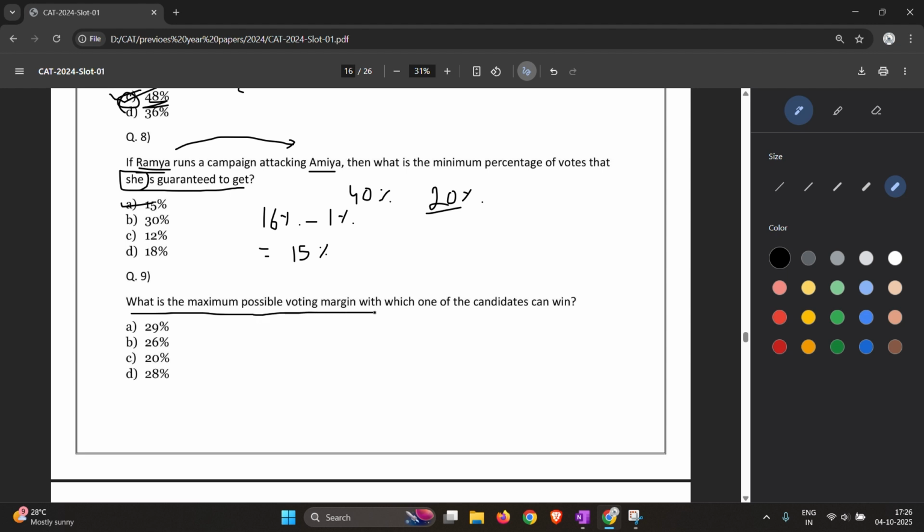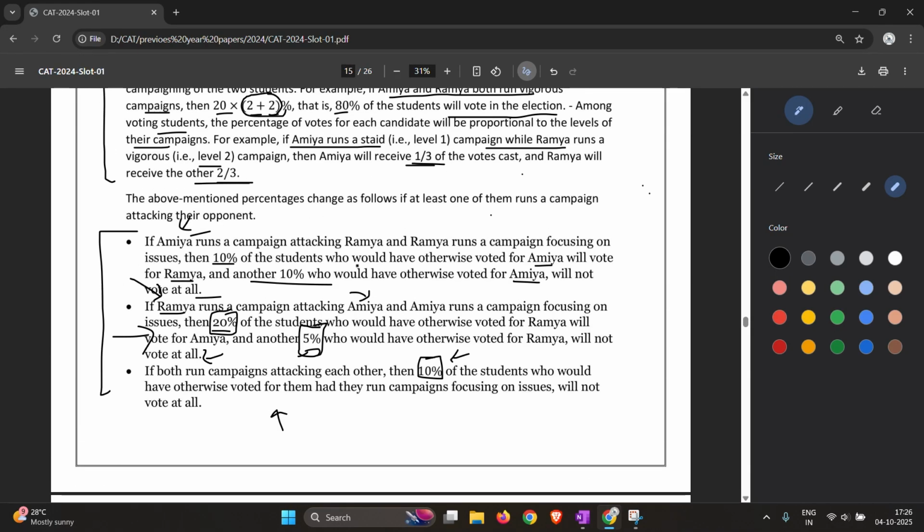Again, what is the maximum possible voting margin with which one of the candidates can win? Okay, so now we are going to maximize the difference between their votes. In this case, first of all, should both be running a staggered campaign, or should one of them be attacking the other? Obviously, if both of them ran a campaign based on the issues, they would have less of a margin, right? Because when one is attacking the other, some of the votes from one go to the other. So let's take the scenario where Ramya attacks Amya, because in that case, 20% of her voters go away and also 5% just drop off, right?